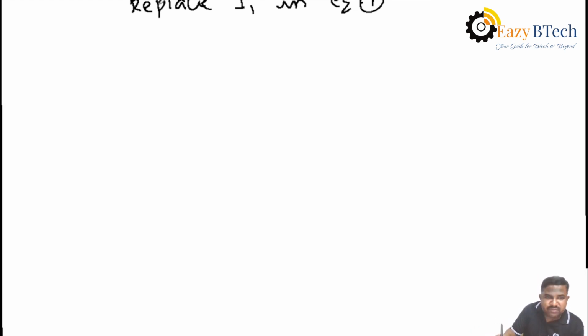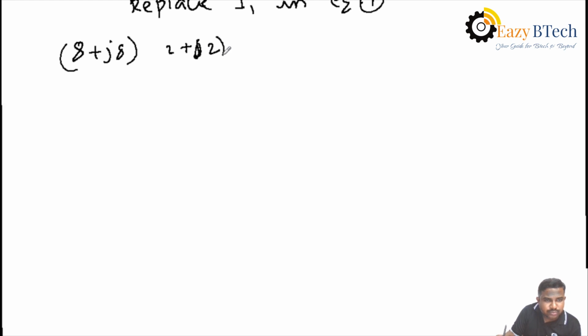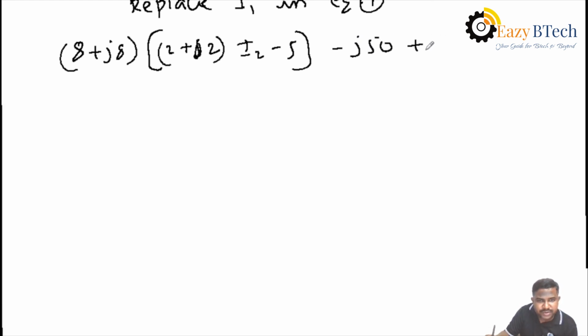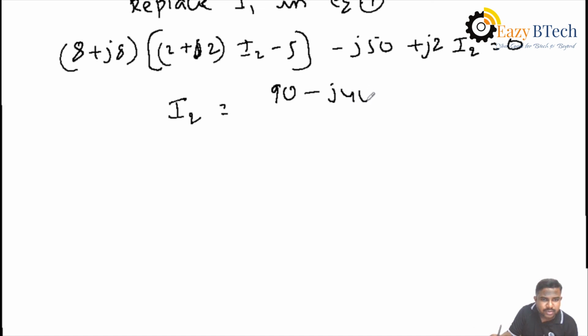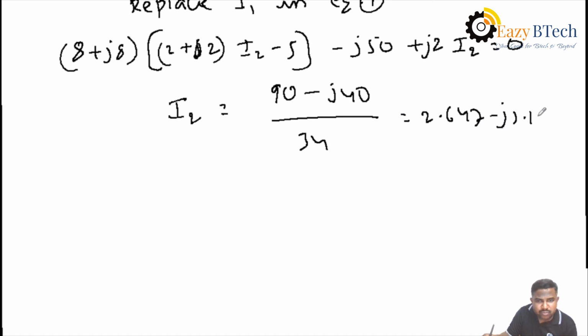Then simplify the equation here. That is equation 1: (8 plus J8) into I1. What is the I1 value? (2 plus J2) into I2 minus 5. Then the other term, minus J50 after replacing I3. Then plus J2 into I2 equal to 0. Then equating both sides and simplifying, you will get the I2 value as (90 minus J40) by 34. Then simplifying here, 2.647 minus J1.176 amperes. This is the I2 value.